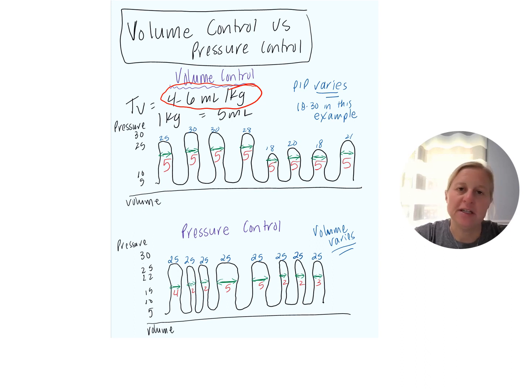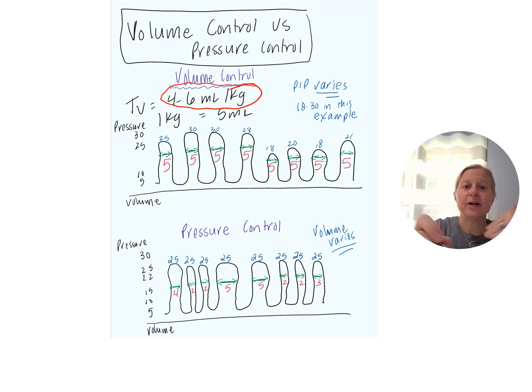We're going to do this easy. We're going to say the baby's set at 5 per kilo and the baby weighs a kilo, because let's make this easy on ourselves. So that means every single time, the volume going into the baby's lungs is going to be 5. And depending on their lung compliance, the PIP is going to vary.